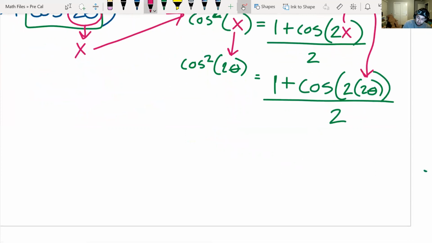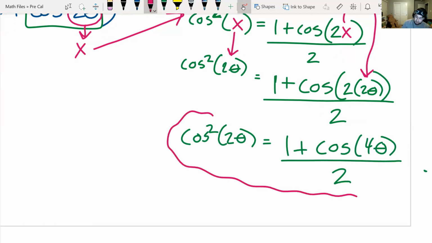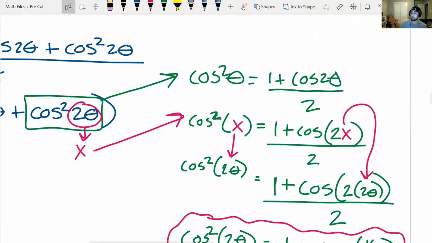Which then, by cleaning it up, becomes cosine squared of 2 theta is now equivalent to 1 plus cosine 4 theta over 2. Save that process for future reference. You never know. Okay, so that was a little manipulating of the double angle formula we just learned for cosine squared.